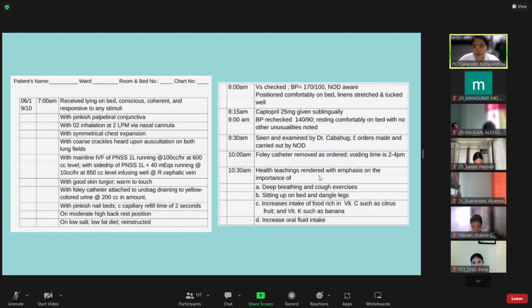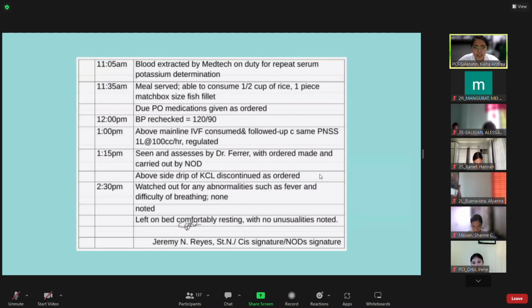Next slide, please. Then, lastly, there is left on bed, comfortably resting, with no unusualities noted. You can put it after you render care to the patient. Then, your name as the student nurse, the CI signature and name, and the nurse on duty signature. So that's all. Thank you.